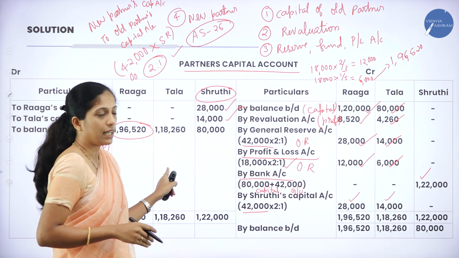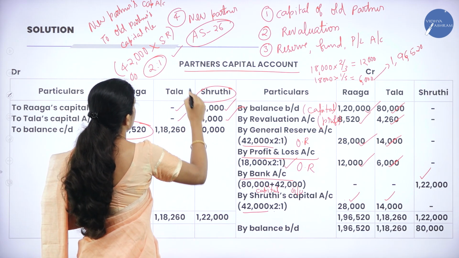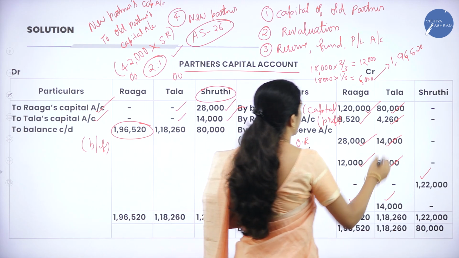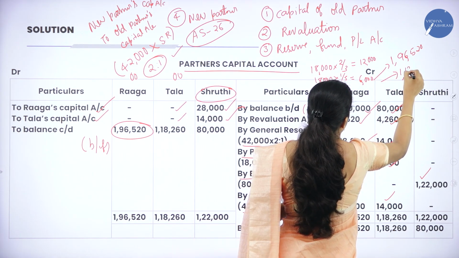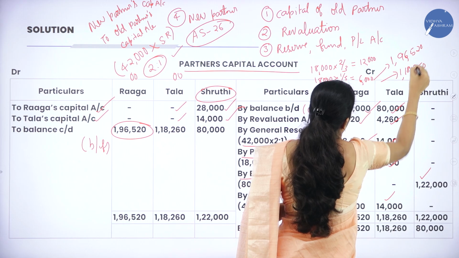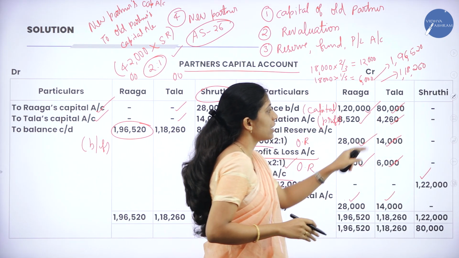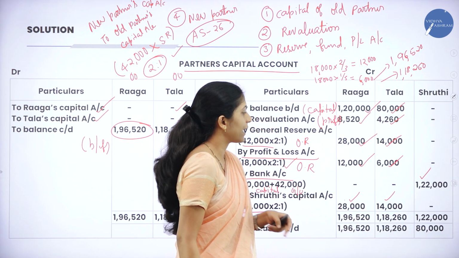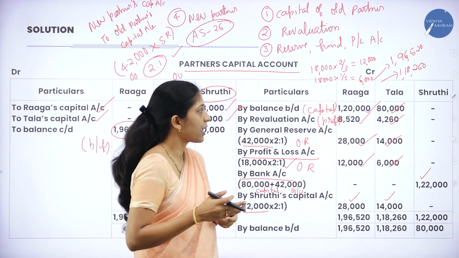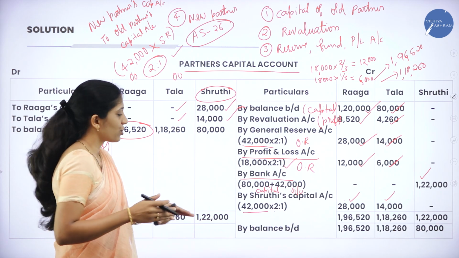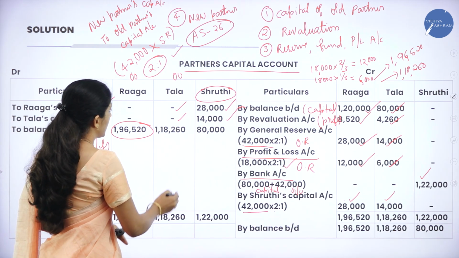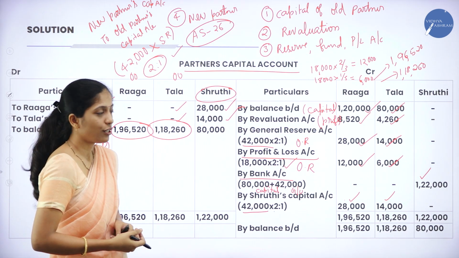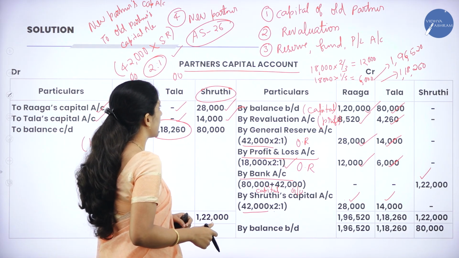In the same way, come to Tala. Here the debit side is only 0. Whereas on the credit side, the total is 1,18,260, that is, if you add all these, 80,000, 4,260, 14,000, 6,000, 14,000, I'll get 1,18,260. Whereas on the debit side it is 0. So write 1,18,260 on both sides, minus 0. So I'll get a balancing figure of 1,18,260.